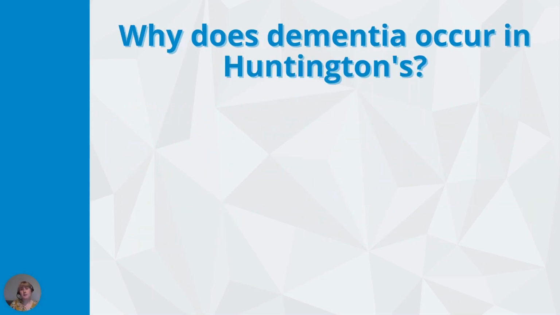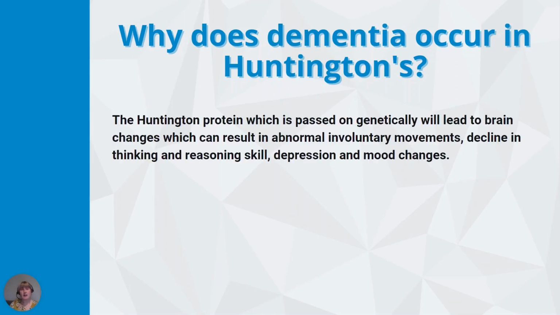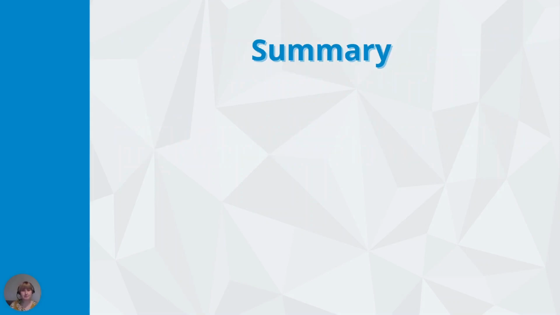Moving on to somebody with a genetic disorder, a condition known as Huntington's disease is a genetic condition spread through heredity, from what we get from our parents. This Huntington's protein can affect the brain tissue as well, and this can result in the person having involuntary movements. They can have a decline in their thinking and reasoning skills. It can also result in that person becoming quite depressed and having mood changes also.